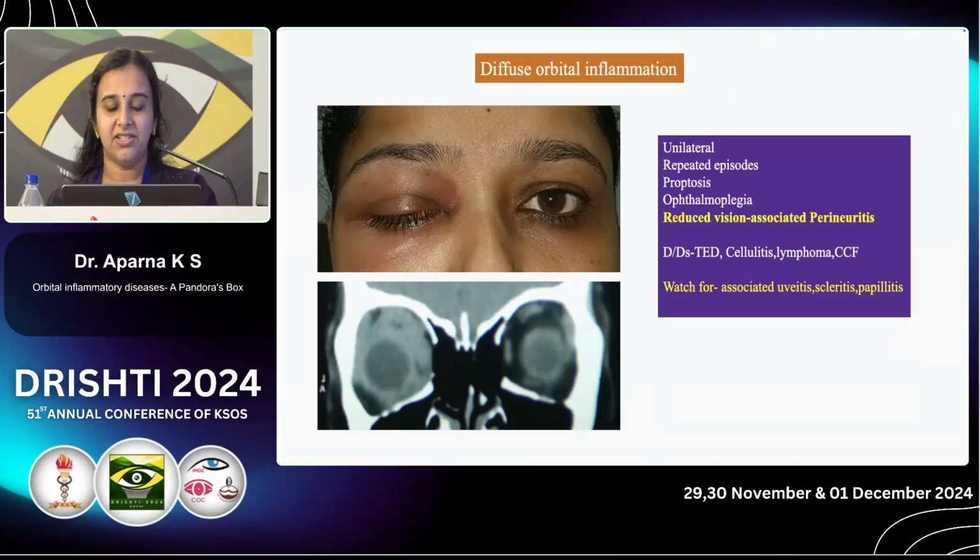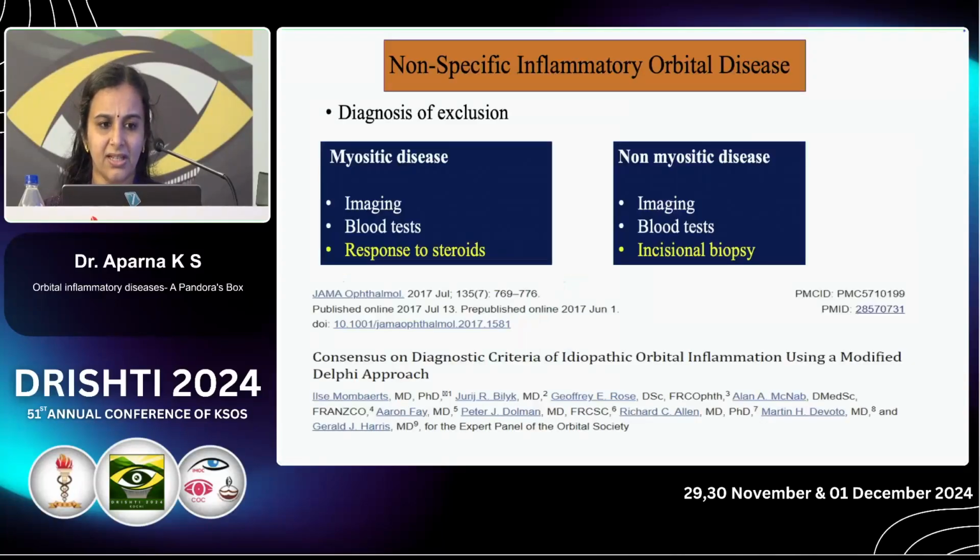Diffuse orbital inflammation is usually unilateral, presenting with repeated episodes of proptosis and ophthalmoplegia. It can be associated with reduced vision if there is associated perineuritis. Coming to the diagnosis, whether it is myositic or non-myositic, we have to do imaging, a radiological evaluation, to know what it is. And we have to do some blood tests that I will be discussing later.